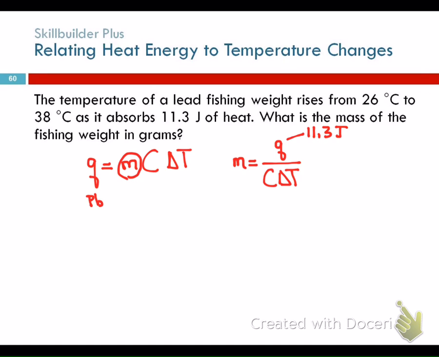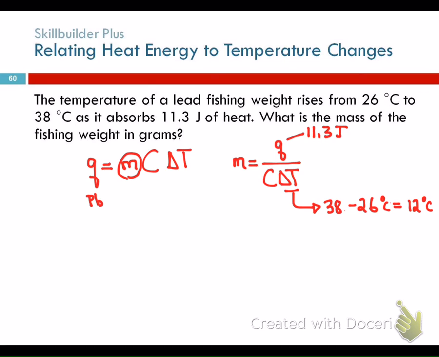Delta T is the final minus the initial. It's 38.0. No, just 38. Oh, we're not being very careful today. Minus 26. I'll get 2 sig figs out of it anyways. Degrees Celsius. That's going to be 12? Yeah, it's a good day. I did some math. All right.